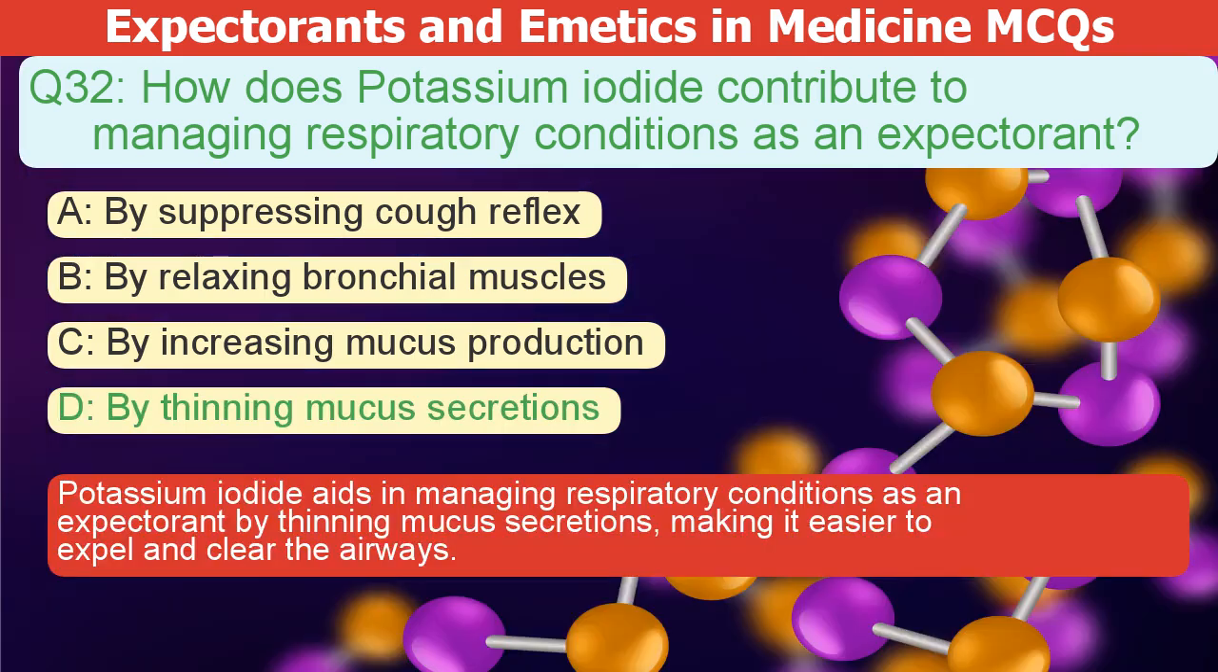The correct answer is D. Potassium iodide helps manage respiratory conditions. It's an expectorant, thinning mucus to make it easier to clear airways.